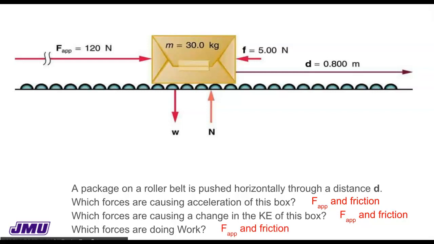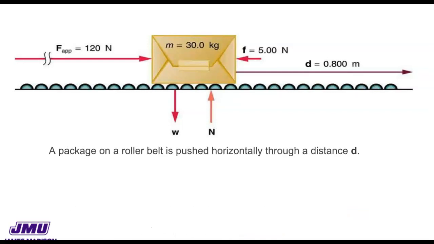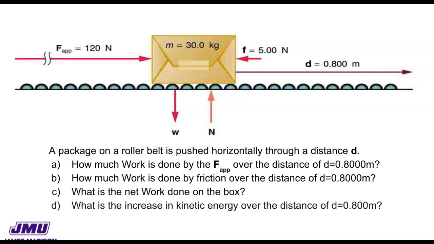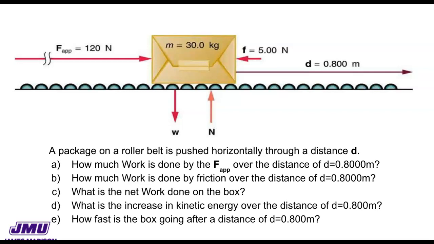What you might realistically be asked to calculate in a problem like this is a series of questions like these. How much work is done by the force applied? How much work is done by the frictional force? What is the net work done on the box? What is the increase in kinetic energy over the distance d equals 0.800 meters, and how fast is the box going after this distance? In part E, I would assume that we are starting at rest, although I don't think it says so initially.